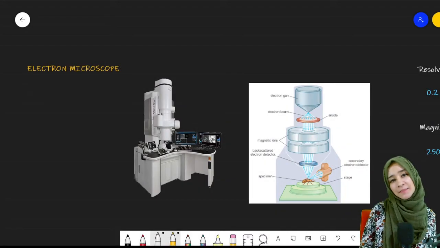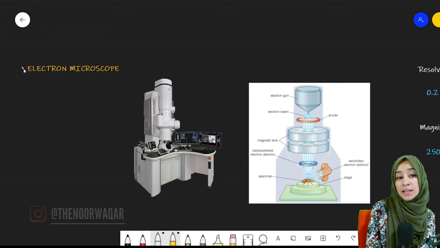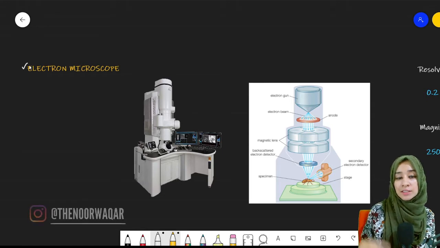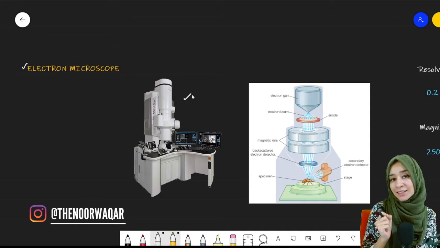Hi guys, welcome back. In the last video, we discussed the light microscope, and today we'll be discussing the second type of microscope, that is the electron microscope. We will discuss the basics of this microscope. If you can see this picture, this is basically how an electron microscope looks.